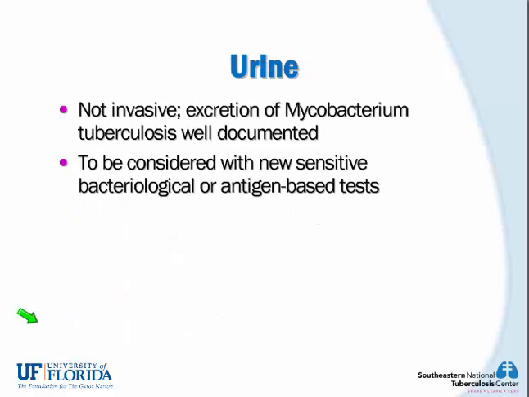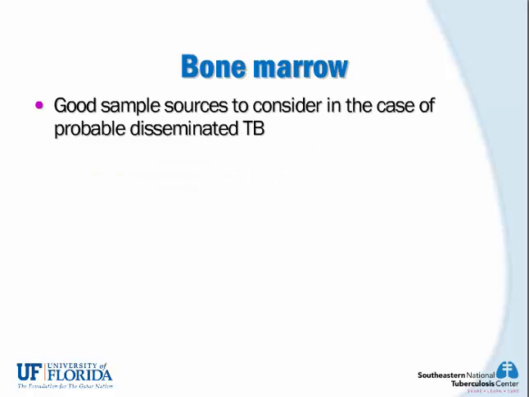Urine is non-invasive. The excretion of Mycobacterium tuberculosis in the urine has been well documented, and there are new sensitive bacteriological or antigen tests being evaluated to detect tuberculosis. Bone marrow, again, is a very good sample. It is a resource that can be considered in cases of probable disseminated TB.